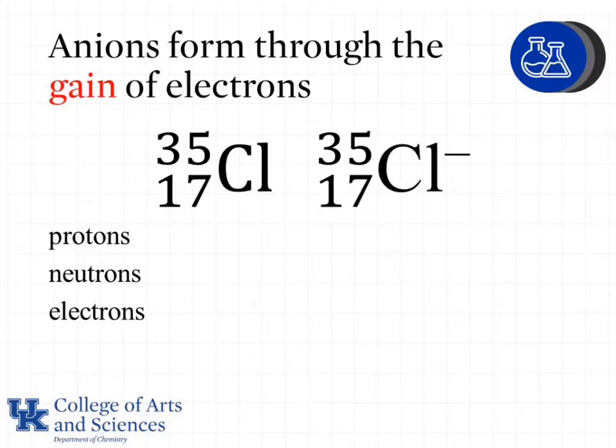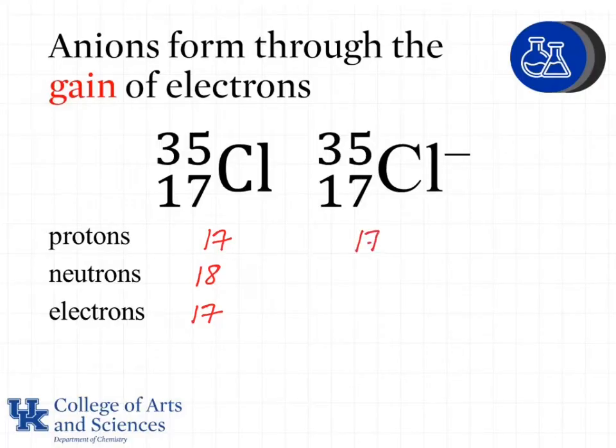Anions form through the gain of electrons. So when we look at an atom of chlorine, if we have 17 protons, 18 neutrons, and 17 electrons, what we see is that we have a neutral atom. In order to form that anion, in this case with a minus 1 charge, because chlorine has 7 valence electrons, it needs to gain 1 electron to look like the nearest noble gas.